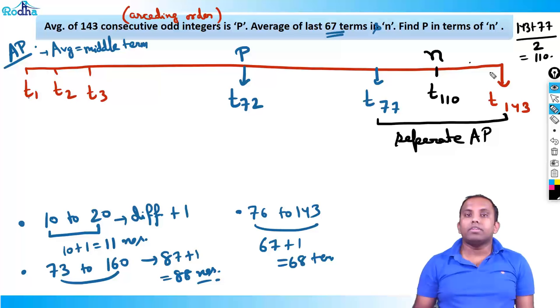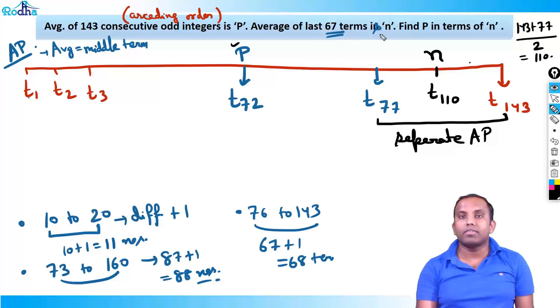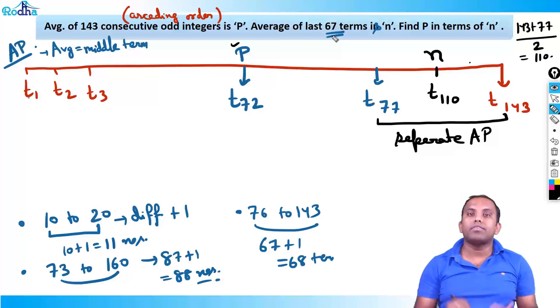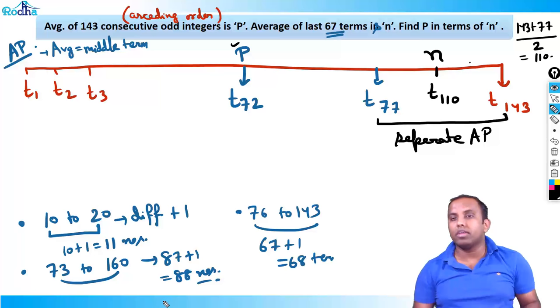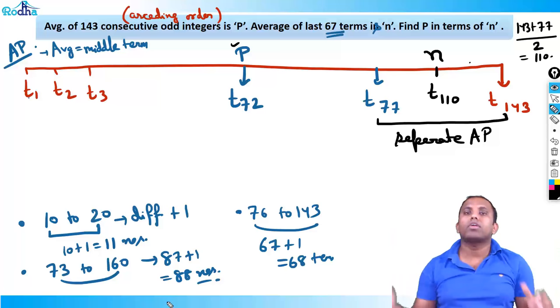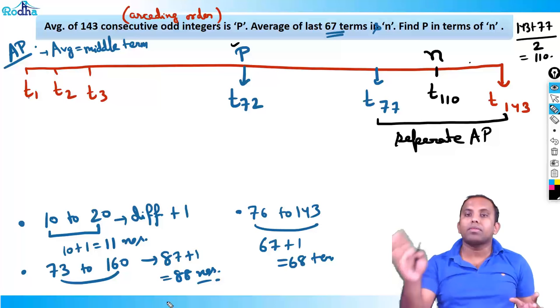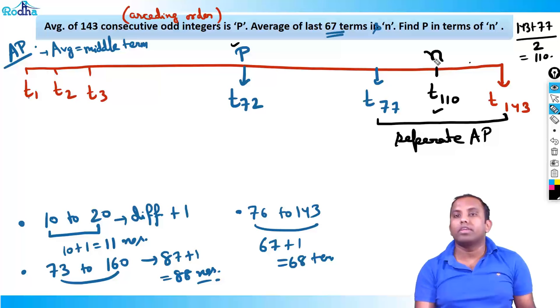Now, the average of the last 67 terms is N. So 143 is the last term, minus 67 is T76. So start from T77. From T77 to T143, there are 67 terms. What is their average? Again, the middle term, because it is also an AP with a gap of 2. So first term plus last term by 2. 143 plus 77, 220 by 2, 110. So T110 is the average, which is given as N.